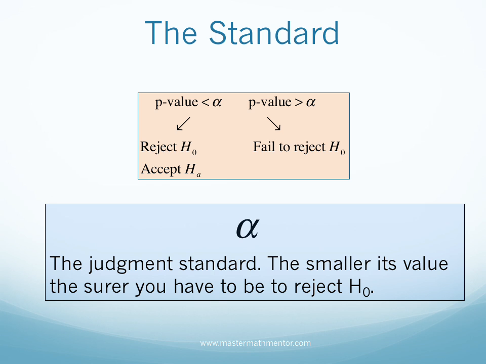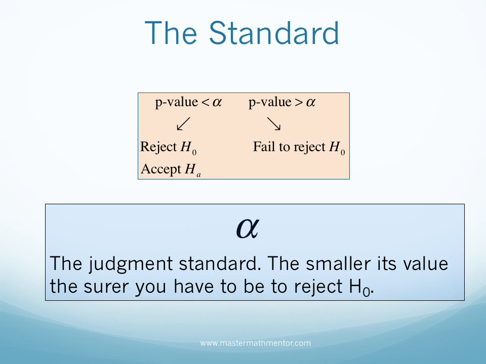The last step in a mathematical hypothesis test is to compute a p-value, which is the probability that the results of the evidence happen by chance, and compare it to alpha. If the p-value is less than alpha, we reject H0 and accept HA. If the p-value is greater than alpha, we fail to reject H0. Alpha represents the significance level of the hypothesis test. It is the standard of judgment.